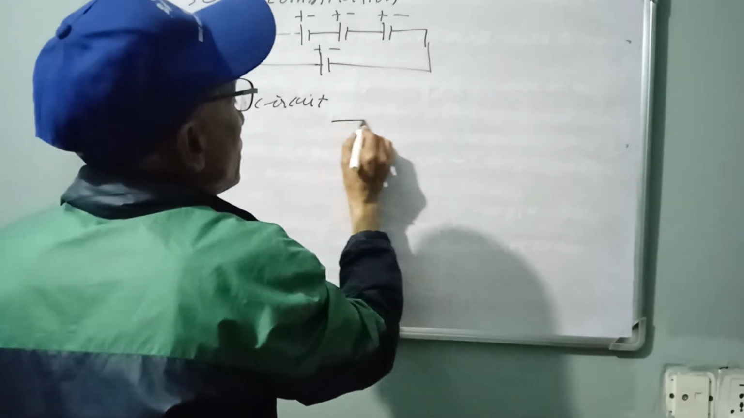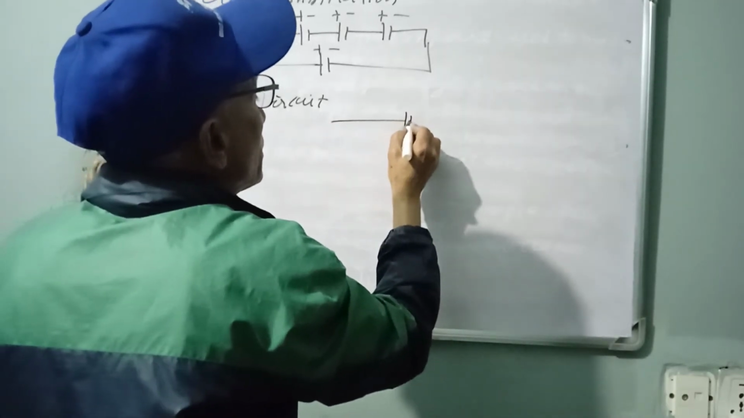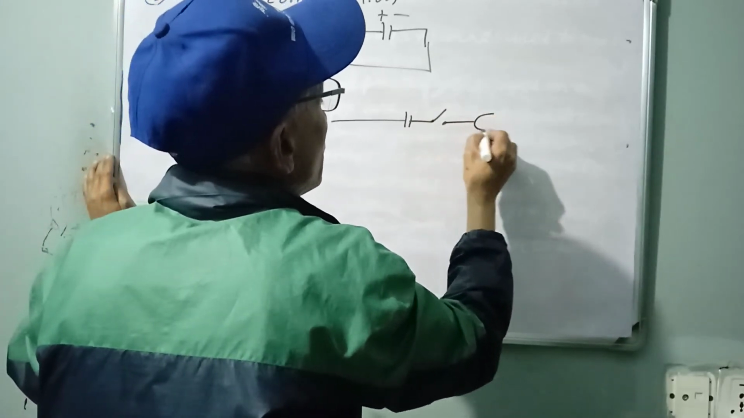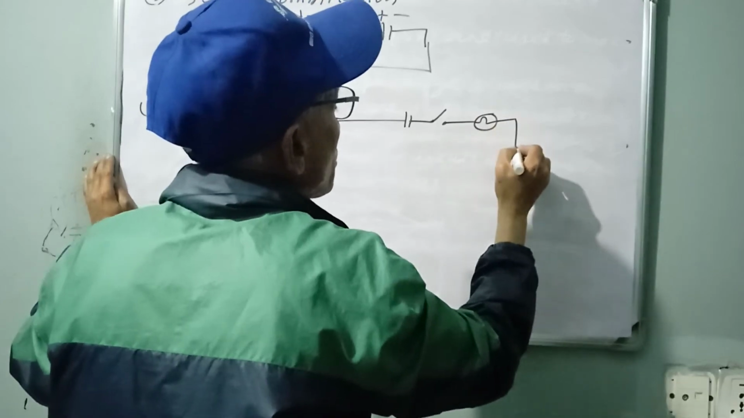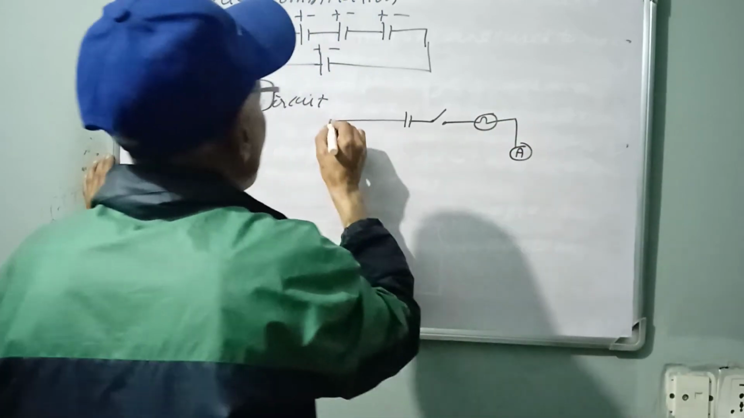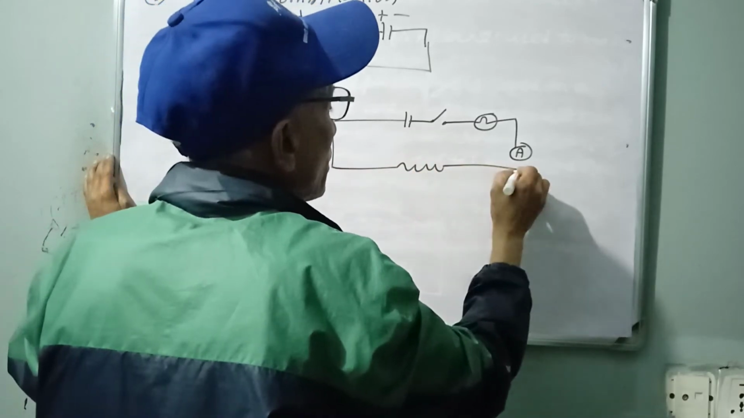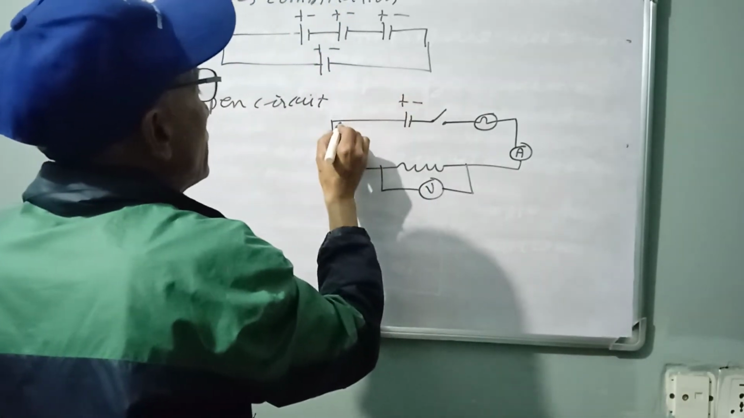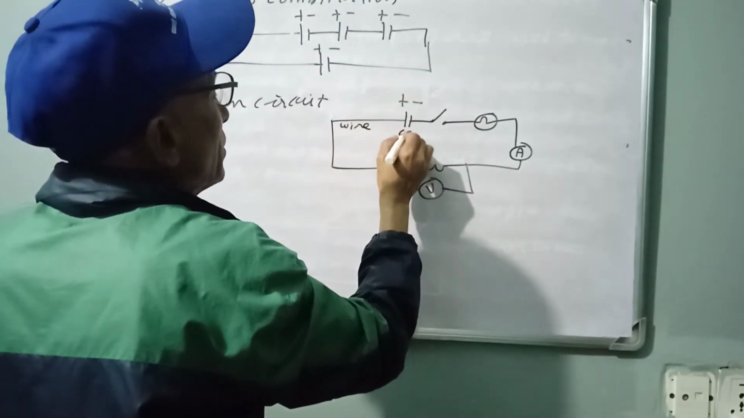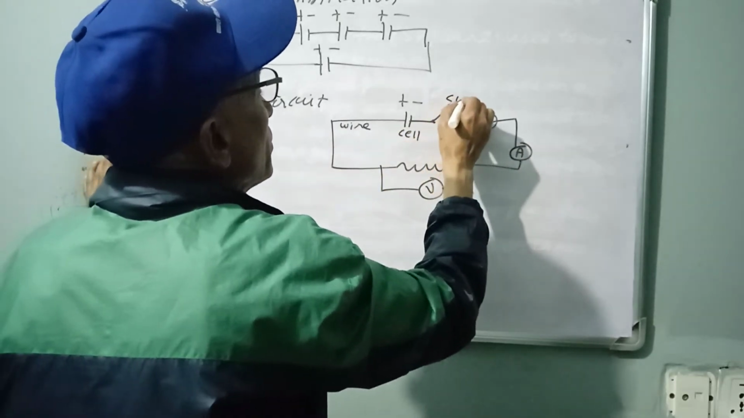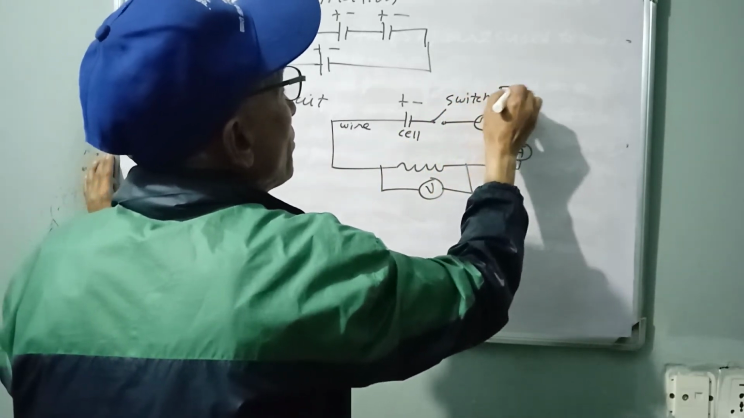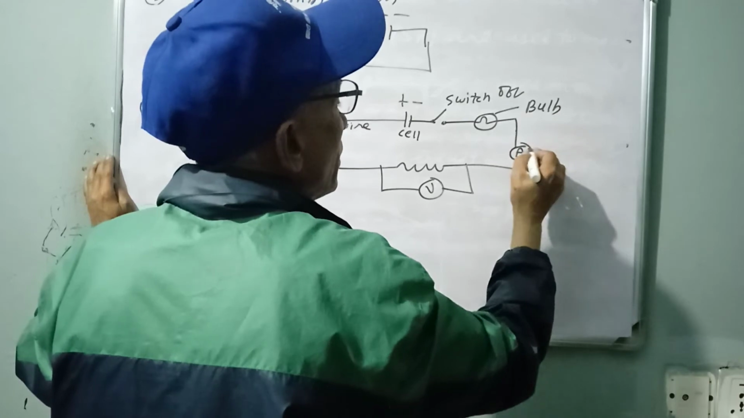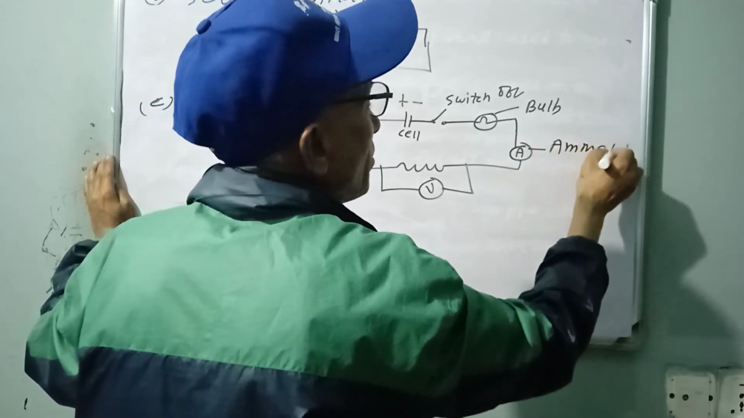Switch off. Wire. Cell here. Switch off. The bulb does not glow. Emitter, resistor, voltmeter. See, plus minus. What is this? Wire. This is cell. This one is switch in off state. This is bulb or load. This one is wire already. This is ammeter, A for ammeter.